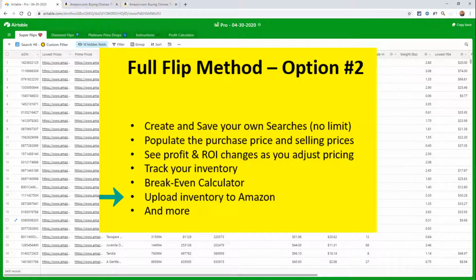And next, you'll be able to upload your inventory to Amazon. So every time you're doing your shipment, you've got to upload inventory. You don't need to pay for a third-party tool. We have it all built into the full flip method. And there's more. So you'll have to watch that video and you'll get the full flavor of the full flip method.